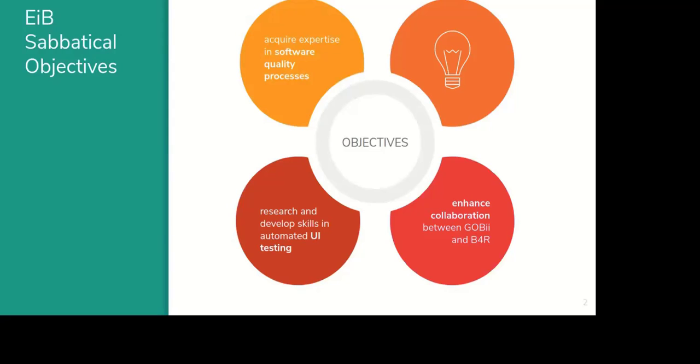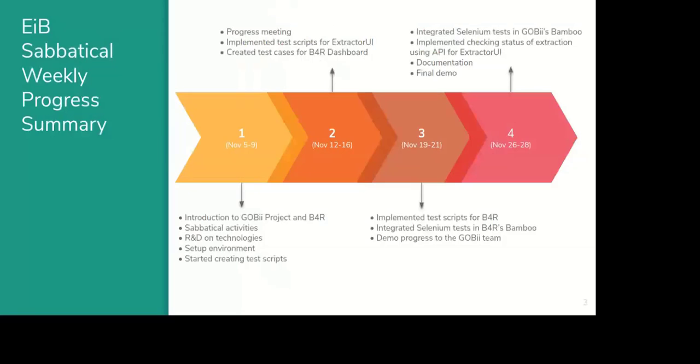Previously, neither GOBii nor B4R employed automated UI testing. So this sabbatical will be an opportunity for both teams to develop the capacity to further improve quality processes, to reduce defects delivered to the field. And lastly, to enhance the collaboration between the GOBii and B4R teams.